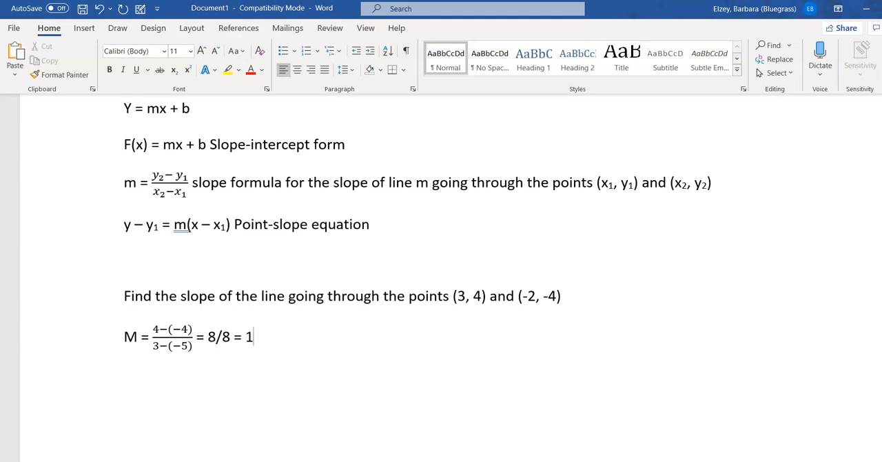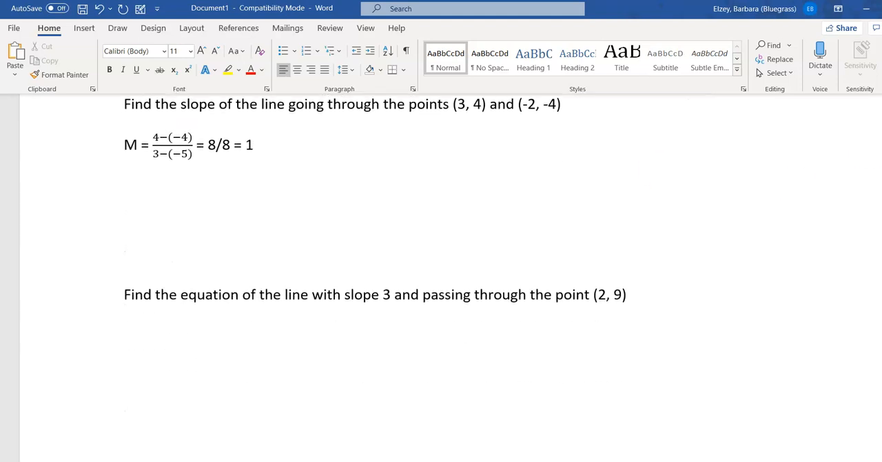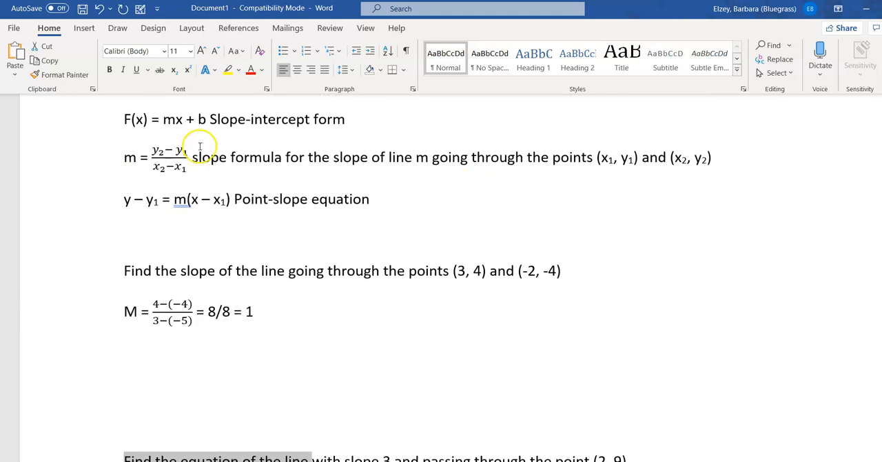All right, so we've got a slope problem. Now let's look at finding the equation of a line. So we're going to find the equation of the line with slope 3 and passing through the point 2, 9. And the majority of the time, when we see find the equation of the line, we are going to use our point slope equation. So let's use that point slope equation.